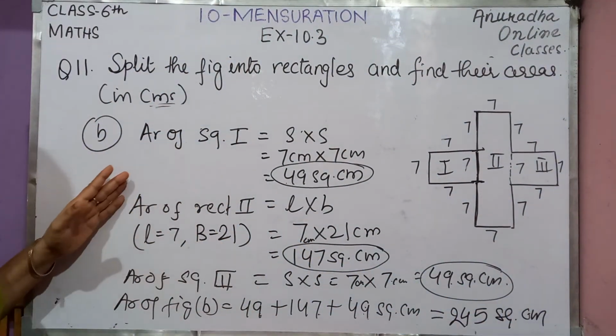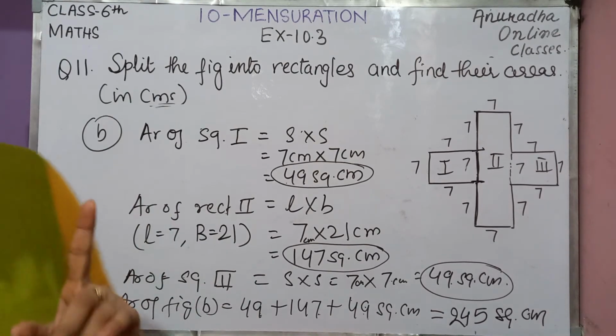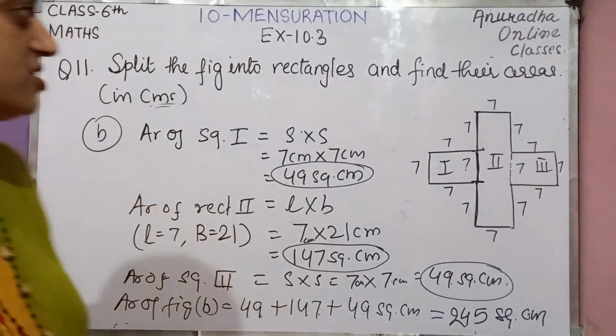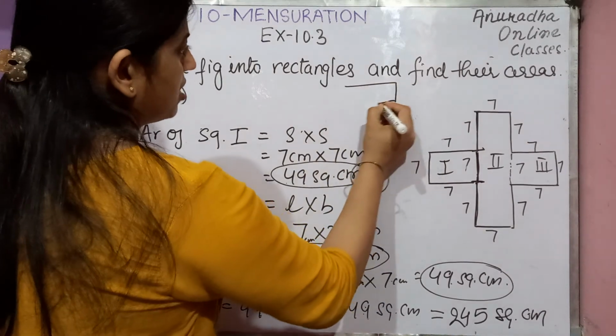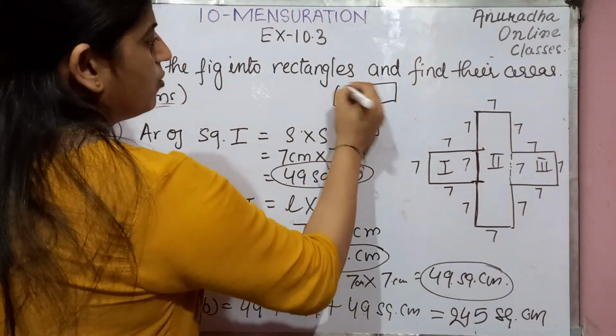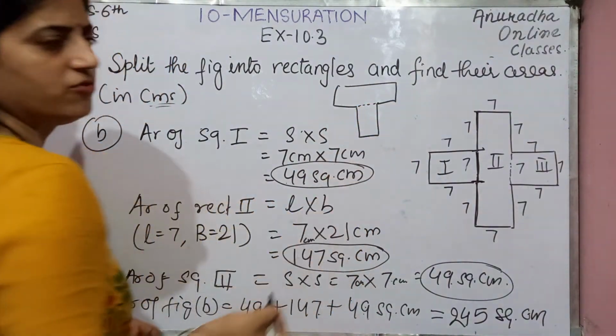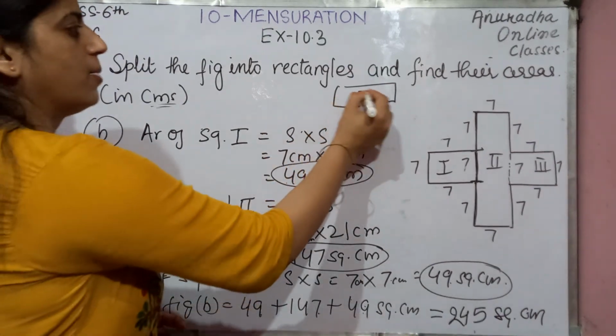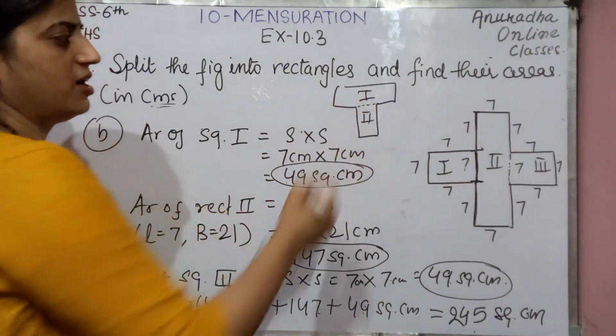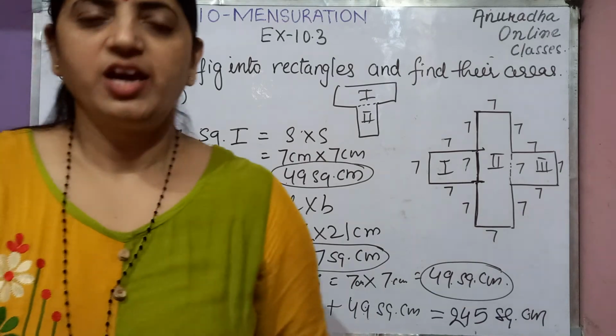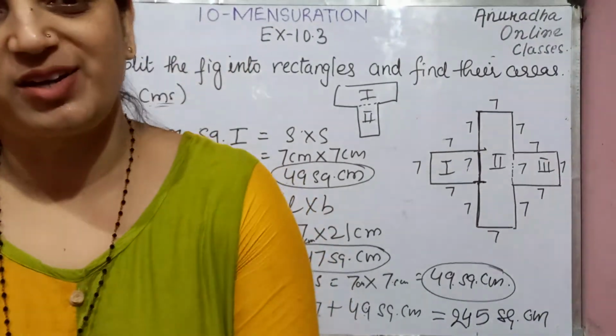So in this way you have to do question number 11. One more part is given here, that is C is given to you. In that, what you have to do, you just make one dotted line here. तो ये आपका first का आ जाएगा और ये second का आ जाएगा. You can do by yourself. If you are getting any problem, just write in the comment box.